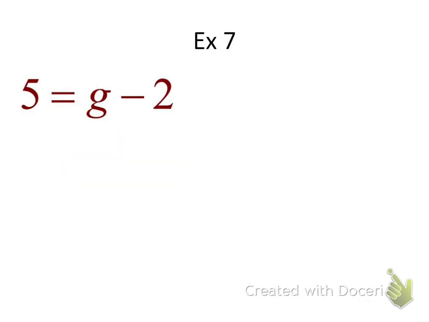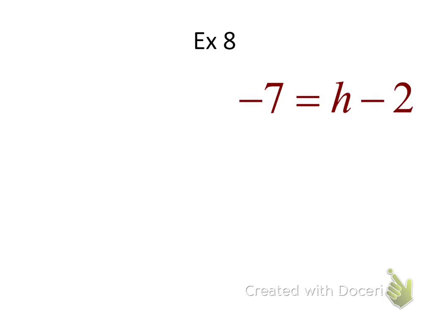Example number 6. Again, my variable's on the right side, so I'm going to have to switch that around once I'm done solving for the variable. I circle my variable, and I don't box it because it's not my final answer. To get the variable by itself, what do I have to do, Riley? Plus 2. Okay, and the golden rule: whatever I do to one side, I do to the other.